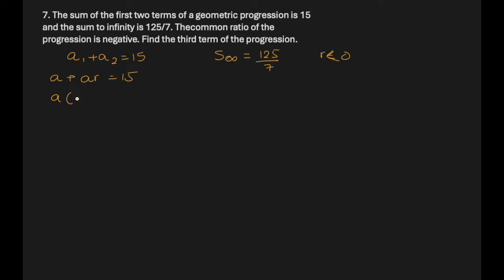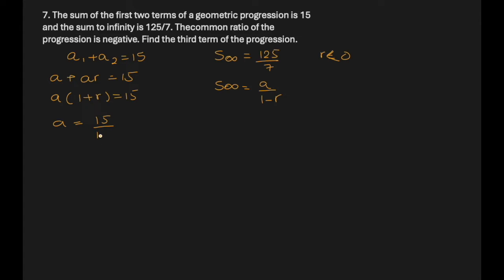So if I take A common, 15. Now S infinity, the formula for the sum to infinity, is A divided by 1 minus R. So if I substitute, okay, let's isolate A. What are they asking? Third term, so both A and R are needed. So I will isolate this one.